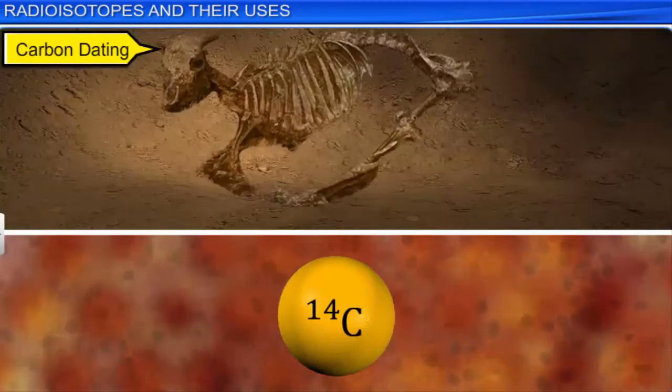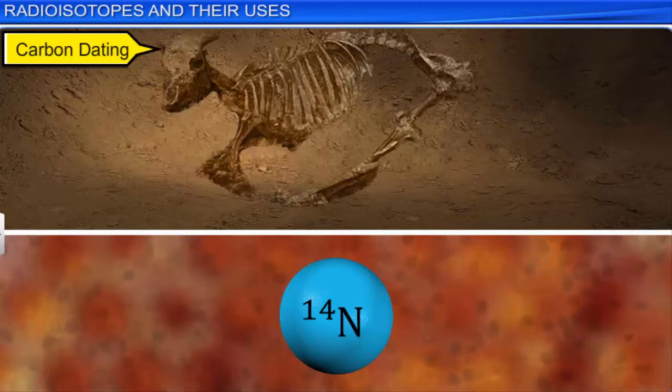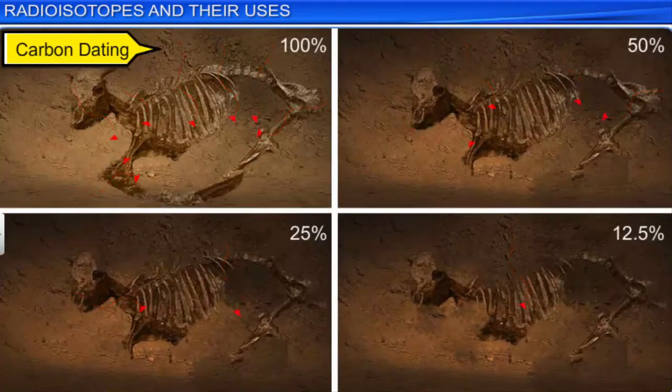However, as soon as a plant or animal dies, the C-14 atoms that decay are no longer replaced. So, the amount of C-14 in that once living thing decreases as time passes. In other words, the carbon-14 to carbon-12 ratio gets smaller. By measuring the percentage of carbon-14 in biological remains, the length of time for which the specimen has been dead can be estimated.